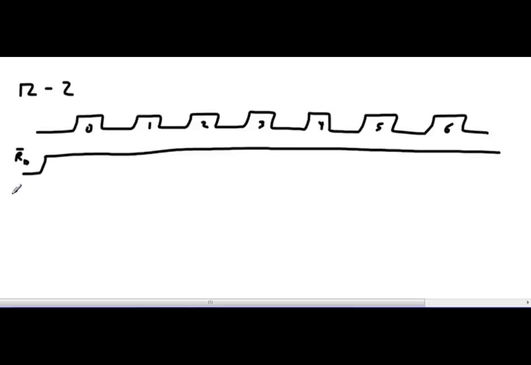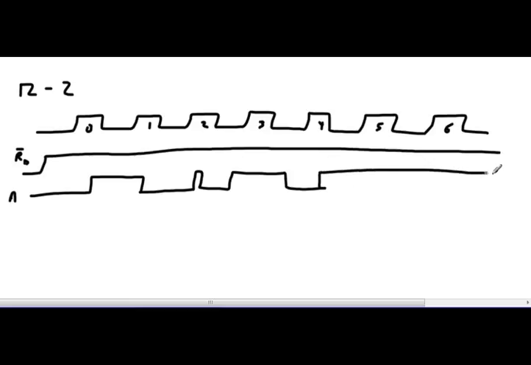The A guy is doing something weird. Okay, so the A guy is going halfway through 0 and going up. A little bit through 1 and going down. Going to go up and down in almost the middle of 2. Going to go up before 3, stay there until after 3. And then going to go up during 4, and then stay there for the rest of the time.